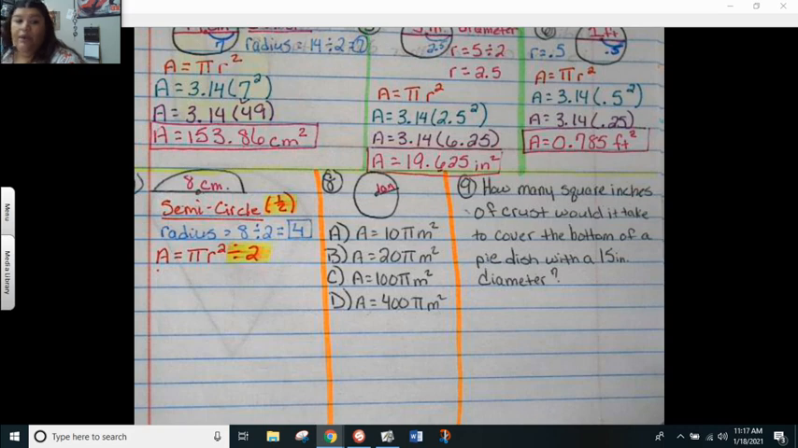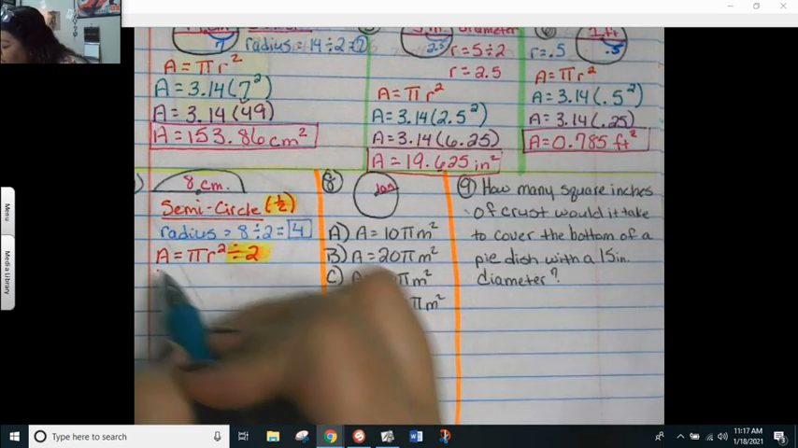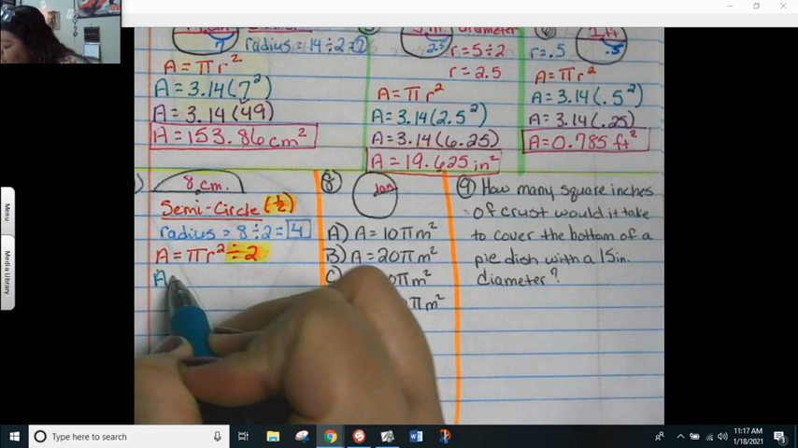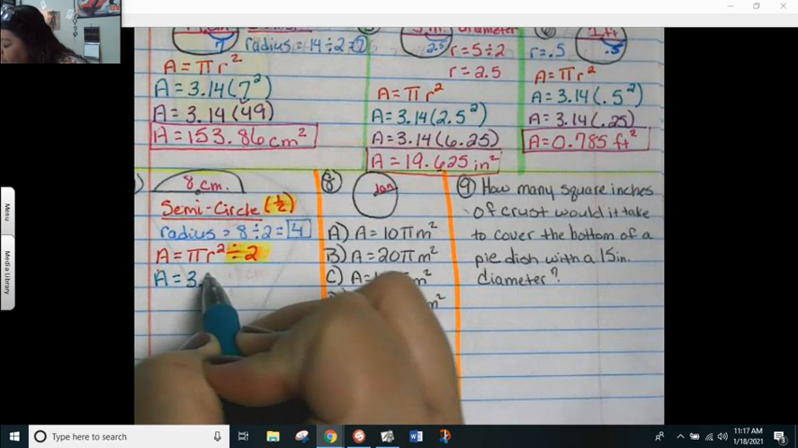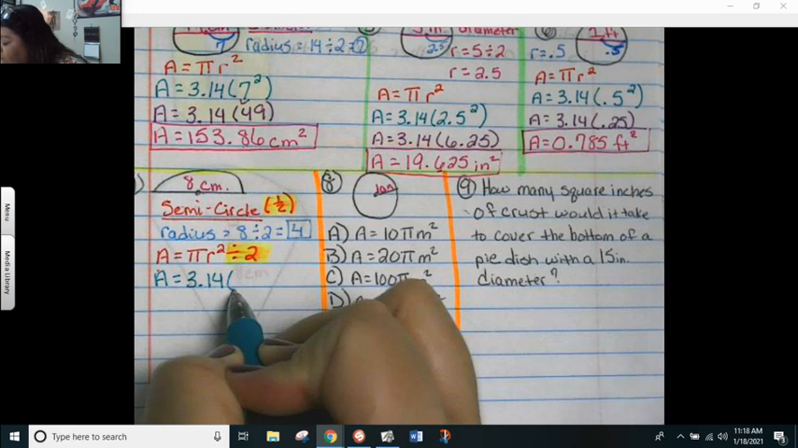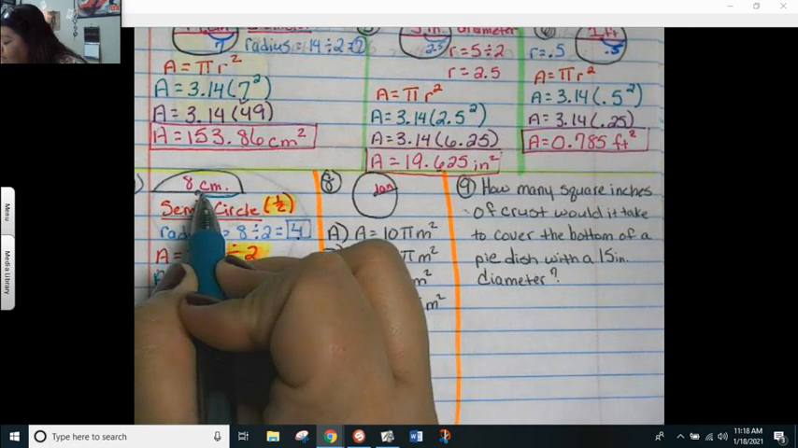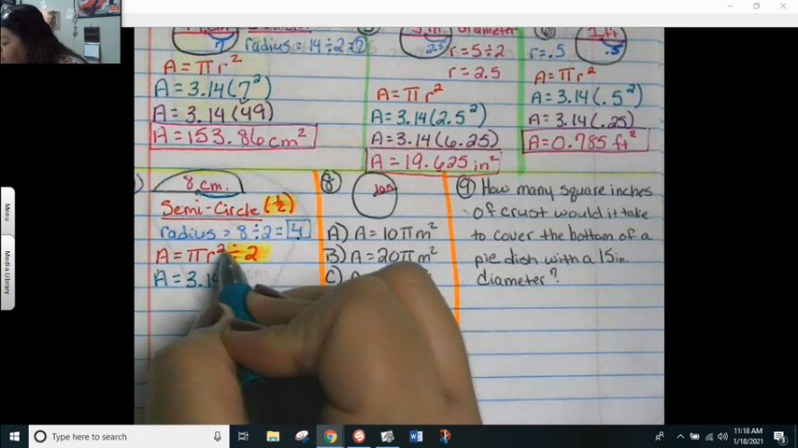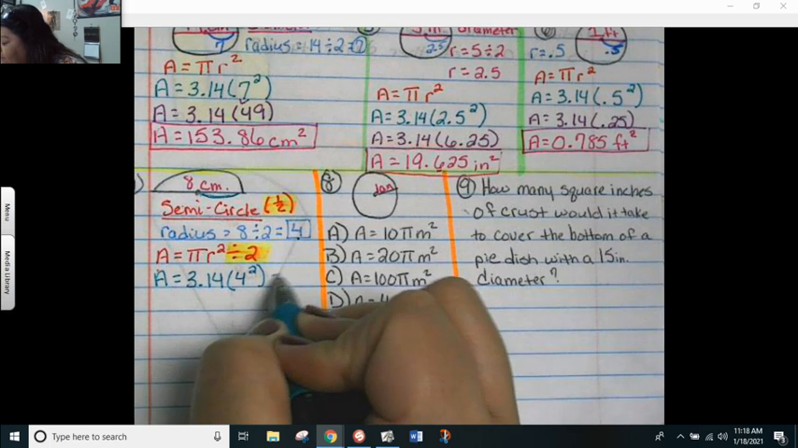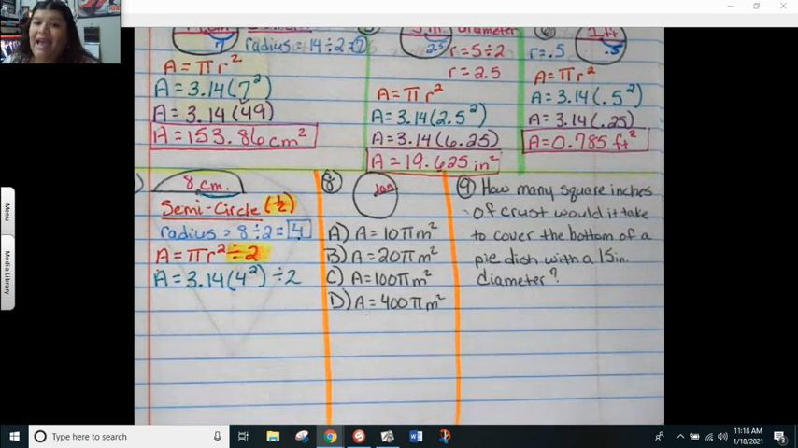So now we can plug in my numbers, okay? Area is unknown. Pi is 3 14/100. The radius we figured out is 4, okay? Because the radius is just half this size. So it's going to be 4 to the second power and then divided by 2 because it is half of a whole circle.